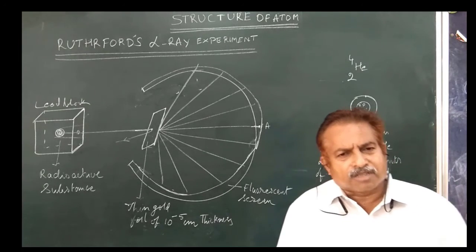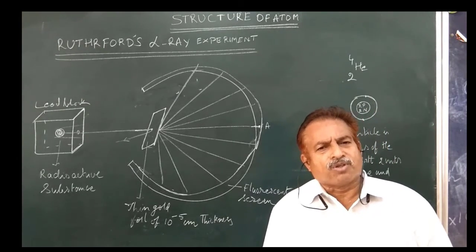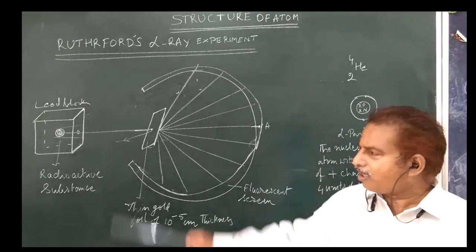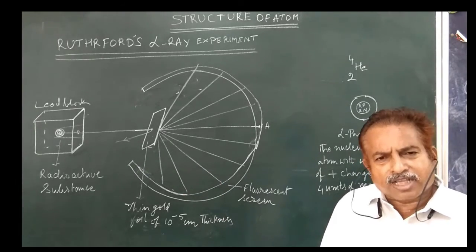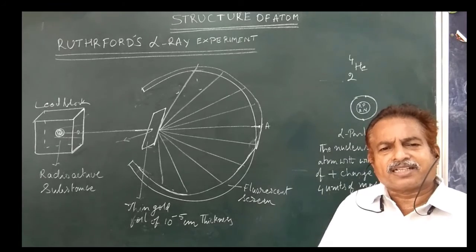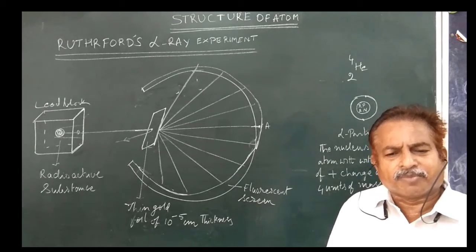Out of 10,000 or 20,000 alpha particles, only one deflected back. That means that the alpha particle might have struck the positively charged particle present in the atom directly, therefore it reverted back.